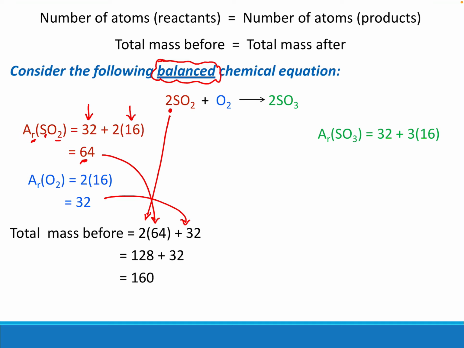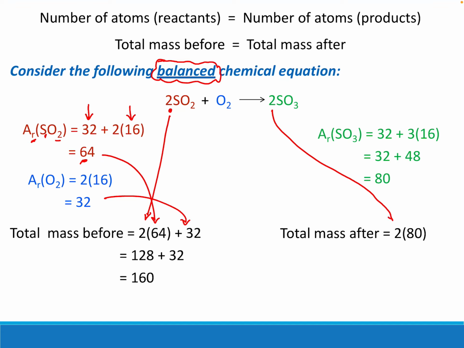After the arrow, we have sulfur trioxide. Sulfur's 32, oxygen 16, and there's 3 of them, so it's 32 plus 48, which is 80. But the total mass afterwards is 2 times that, because there's 2 SO3s. Oh, look, we get 160. What does that tell me? Total mass before equals total mass after. That's why we have to have a balanced equation.